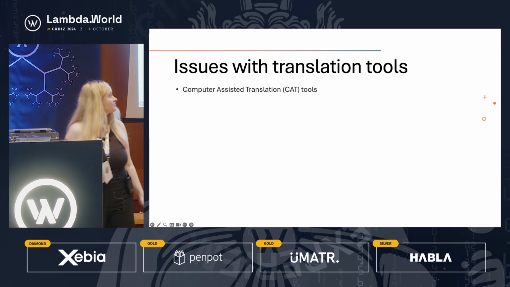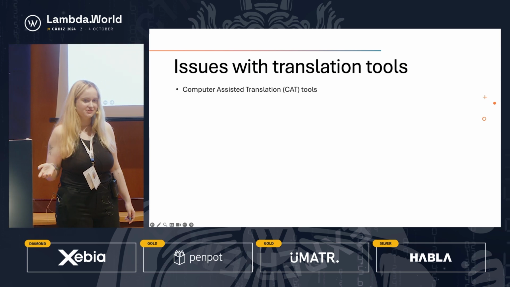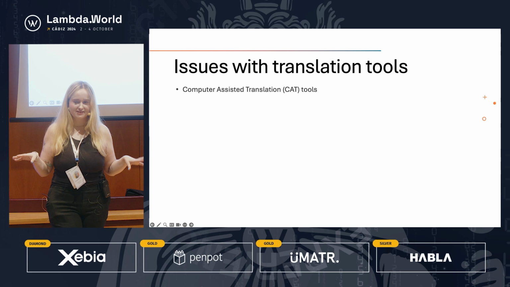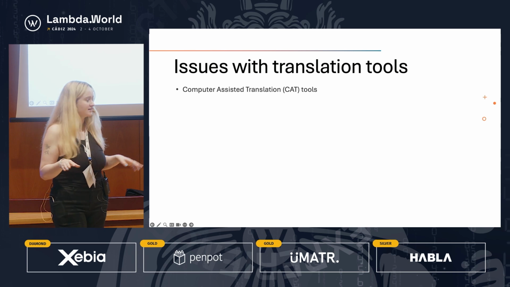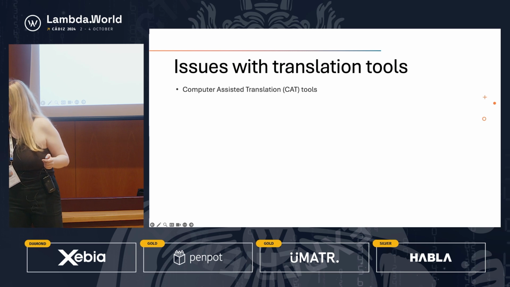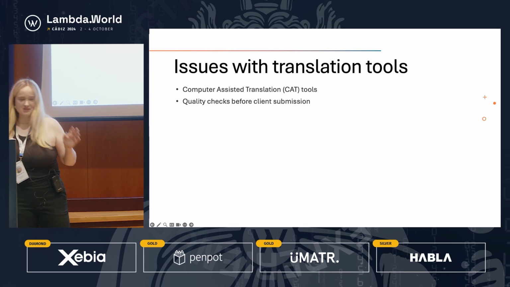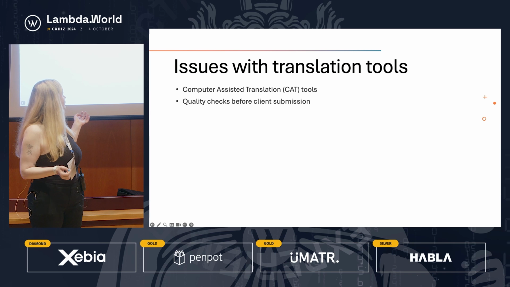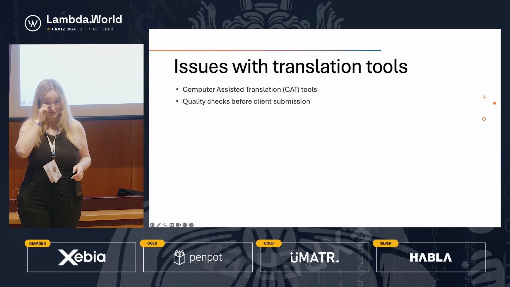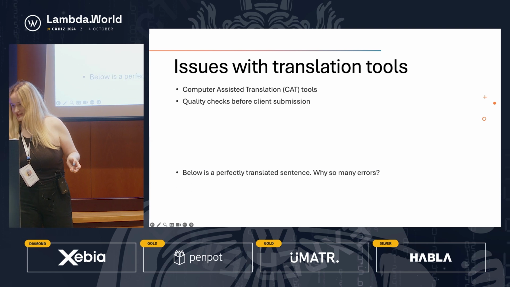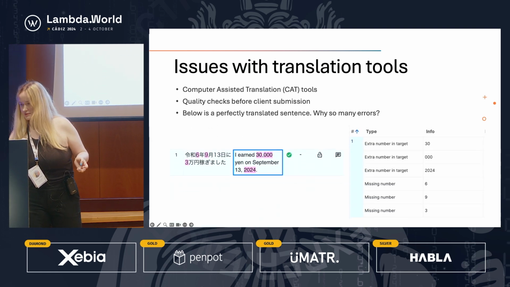As translators, we have to use a certain type of software called computer-assisted translation. This is not machine translation. It's just a kind of software that's supposed to make your life easier as a translator. This is abbreviated to CAT tools, by the way. I'll refer to that later. They're supposed to make our lives easier in various ways, and one of the ways in which they do this is quality checks before we submit a translation to the client. However, let's take a look at a screenshot from a CAT tool.